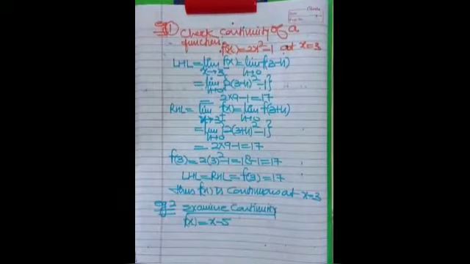Now how can we check whenever the point is not given, at where we have to check the continuity? We have to check the continuity of this function at x is equal to minus 5. The first method is that this function is purely a polynomial. Being a polynomial, it is continuous for every point. But if you want to solve this question, now what to do?